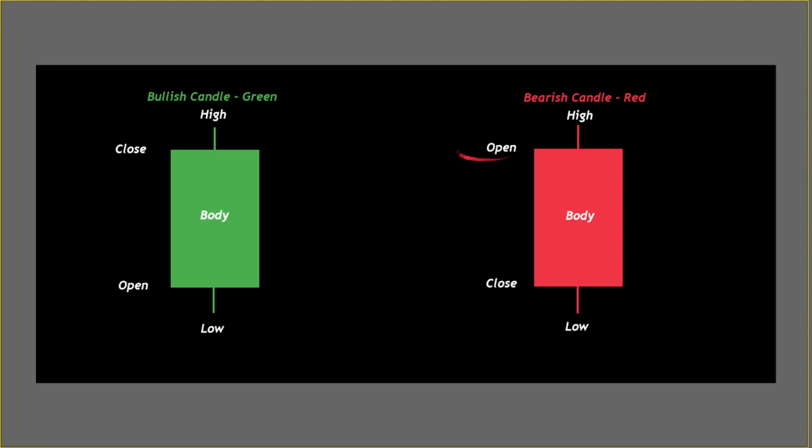And on the opposite end of things, we have our bearish candle, the red candle, where we have the top portion of the body indicating the opening price, the bottom portion of the body indicating the close price, and then we have our highest price of the time period as the high wick, and then the lowest price of the time period as our low wick.